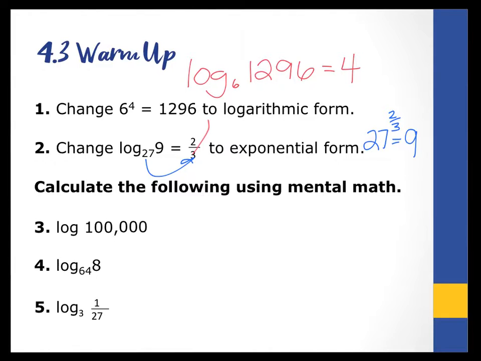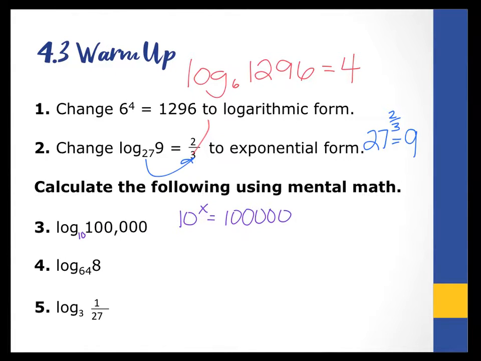Okay, number 3 says calculate the following using mental math. So what did we say was the base if it's not there? 10. So this is really log base 10 of 100,000. So how do I get 10 to become 100,000? 10 to what power is going to give me 100,000?